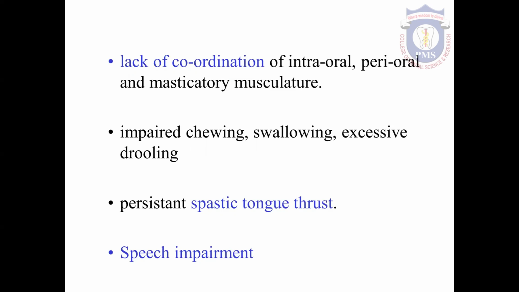That again might increase the caries activity. Because of the impaired chewing, persistent tongue thrust will be there because the child doesn't know the correct position or the correct posture of the tongue. Because of that, the tongue will always be jutting out of the oral cavity, leading to spastic tongue thrust. And as I mentioned before, there has been increased or lack of control of the intraoral and perioral musculature, and the tongue also will be affected. The speech also will be impaired. The child cannot speak properly.